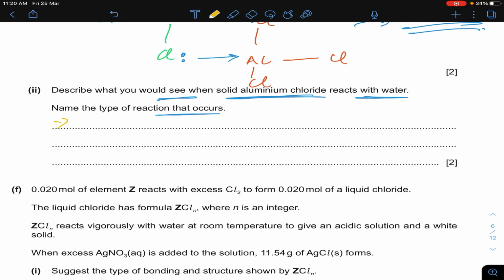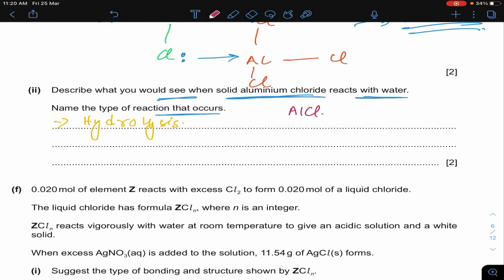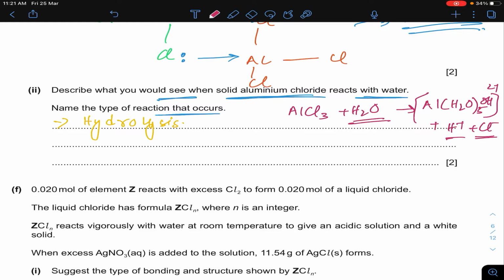So the type of reaction that occurs here is hydrolysis. When AlCl3 dissolves in water, we get basically this sort of complex. This we have studied in theory. Plus H+ and Cl-. So this is hydrolysis, the water molecule breaks, and now what you would see when solid aluminum chloride reacts with water.